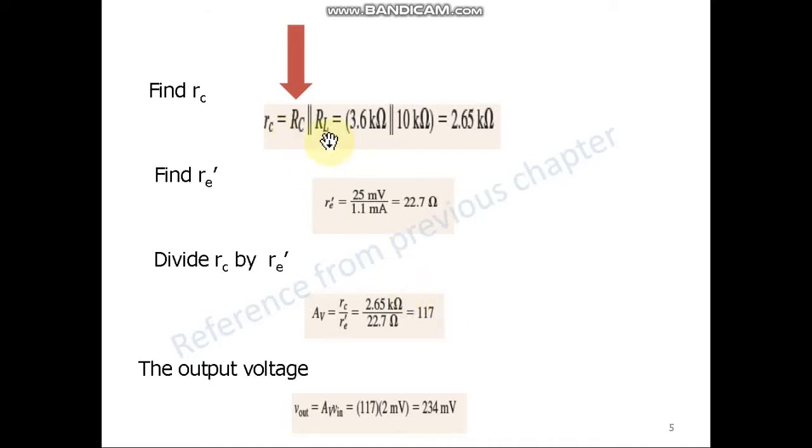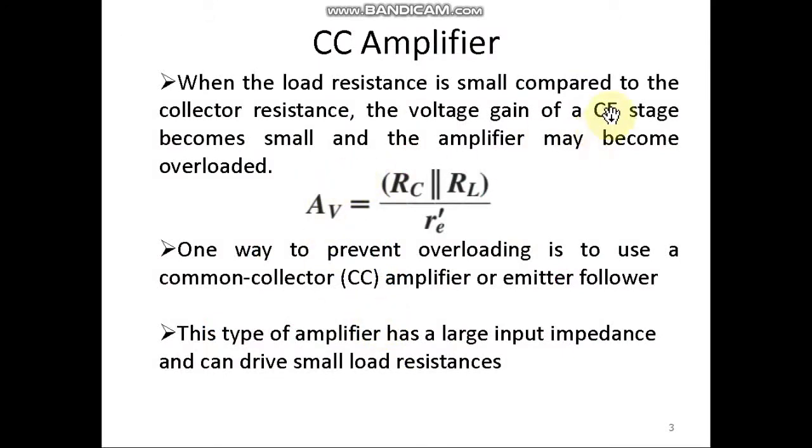But assume the load resistance, that is the load that we are going to drive, is very low, for example 50 ohm. In that case this parallel combination will be lower than 50 ohm, and what happens to our voltage gain? It will be around 40 to 50 ohm divided by 22.7, so our voltage gain will be approximately 1 to 2. From 117 our voltage gain will be reduced to only 1 to 2. So that is a problem in case of common emitter amplifier when the load resistance is lower. So when RL is lower, we cannot use the CE amplifier.